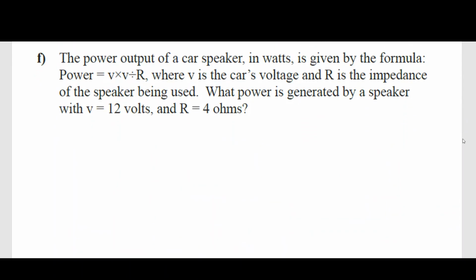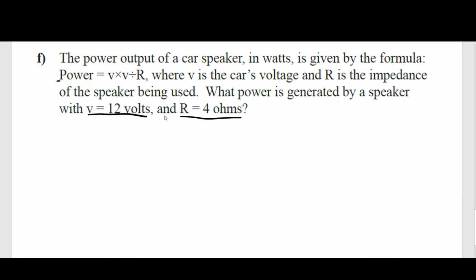F. The power output of a car speaker in watts is given by the formula V times V divided by R, where V is the car's voltage and R is the impedance of the speaker being used. What power is generated by a speaker with 12 volts and 4 ohms? So V equals 12 volts and R equals 4 ohms.